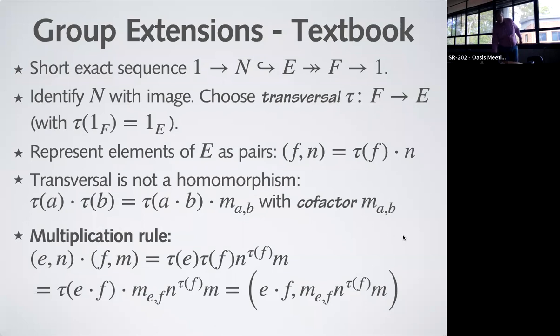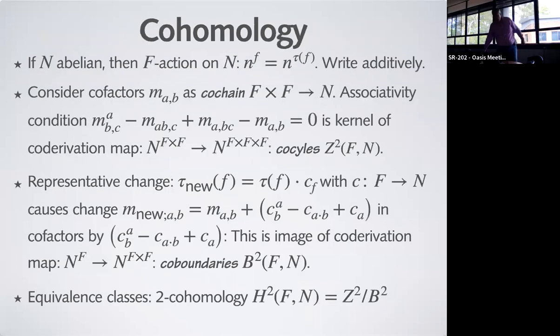Yeah, so these cofactors, they are the crucial parts to actually describe the multiplication. They describe how, apart from the action of F on N, the group extension differs from the semi-direct product. Well, and that can be done in the case of an abelian normal subgroup through cohomology, which in some ways is just a fancy word for linear algebra and a little bit extra.